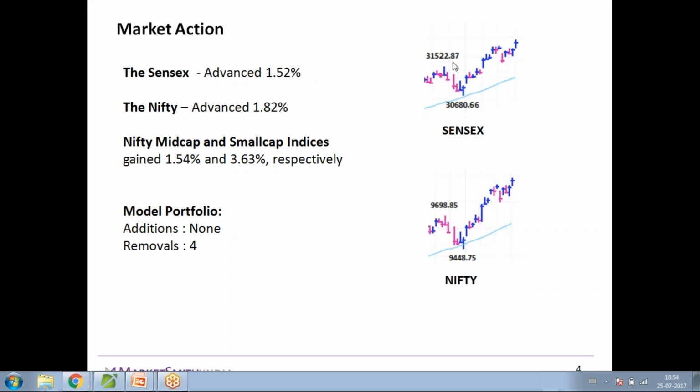Now, coming to the model portfolio, in the last fortnight we did not have any additions as such, but we removed 4 stocks. These are stocks which had done well, but which had started showing signs of weakness, as I've been telling you earlier. So this was what had transpired over the last fortnight. Now I will hand back to Raghavendra, who will take you through some of the basics of chart patterns.